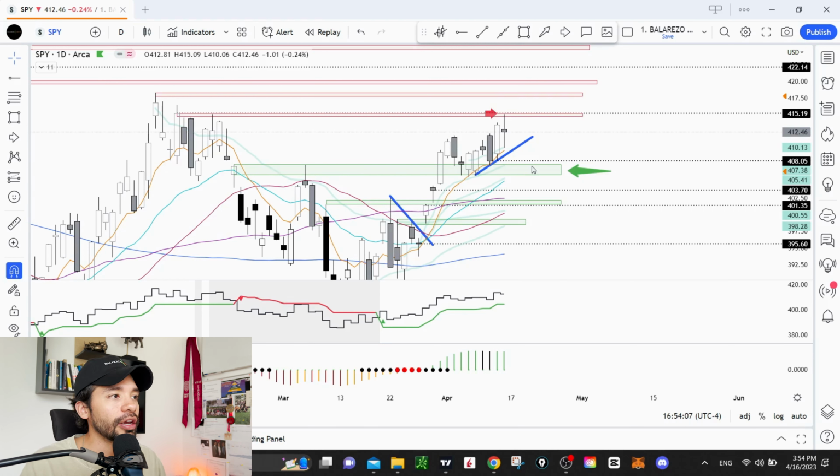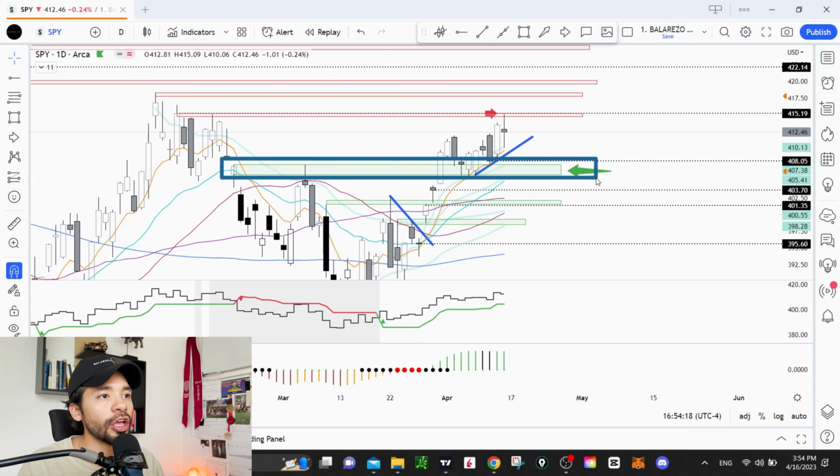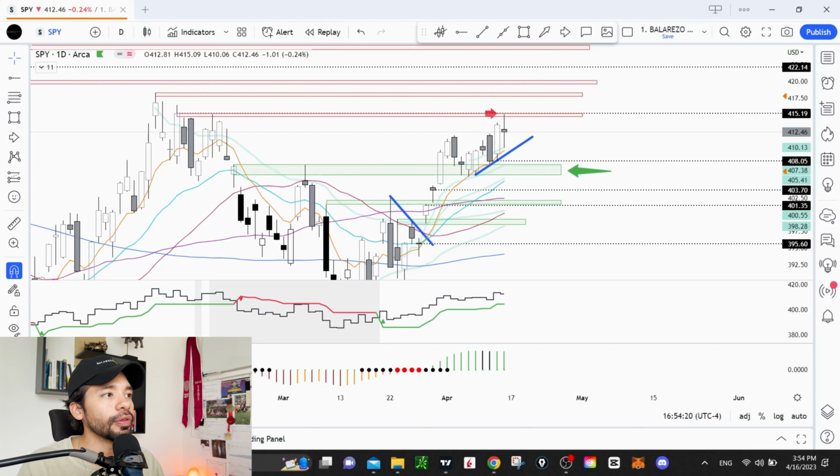Now, you can see right here that the 21 exponential moving average, which is the blue moving average that I have in my charts, is actually rising. We do have a very strong level of demand right here, so if we happen to see a pullback back into this demand area, where this 21 happens to join that demand area, I think that's going to be a very strong opportunity to actually buy that move, and then perhaps look for a continuation into 420 for what's left of April.